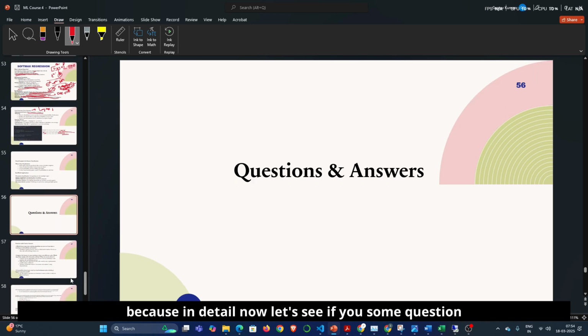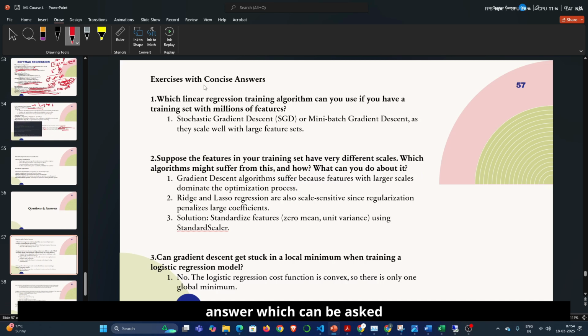Now let's see some questions and answers which can be asked. Which linear regression training algorithm can you use if you have a training set with millions of features? SGD or mini-batch. No way, batch. Suppose the features in your training set have very different scales. Which algorithm might suffer from this, and what can you do about it?